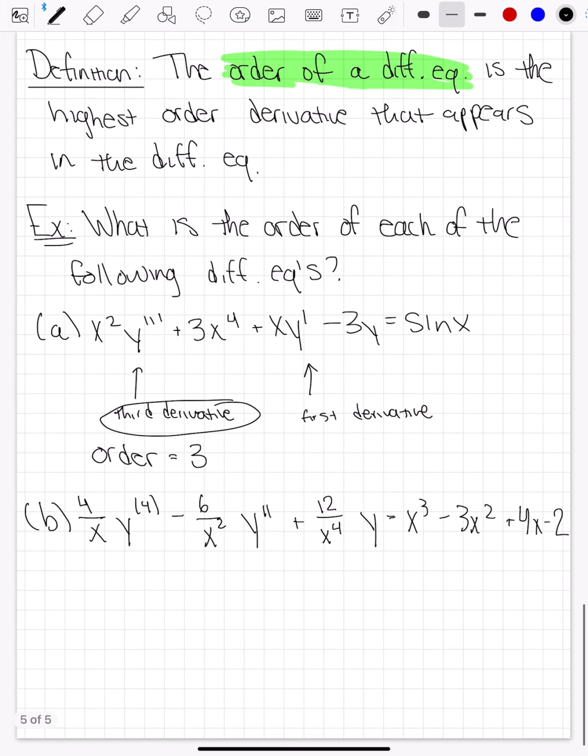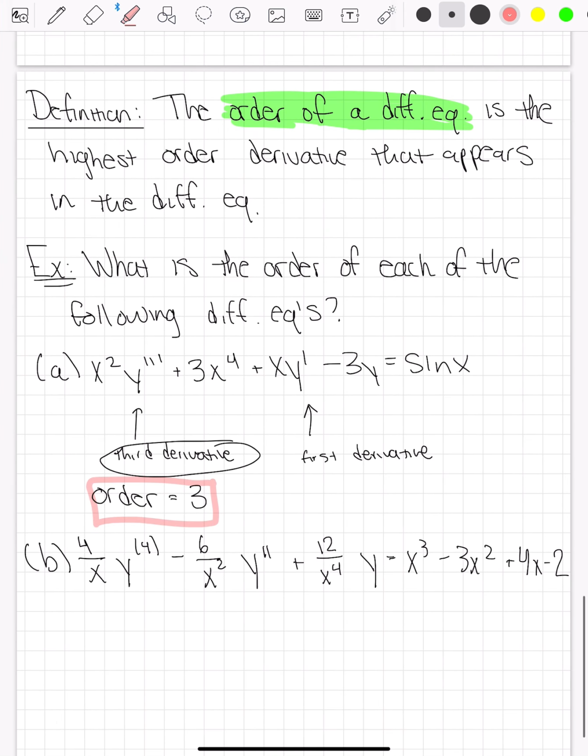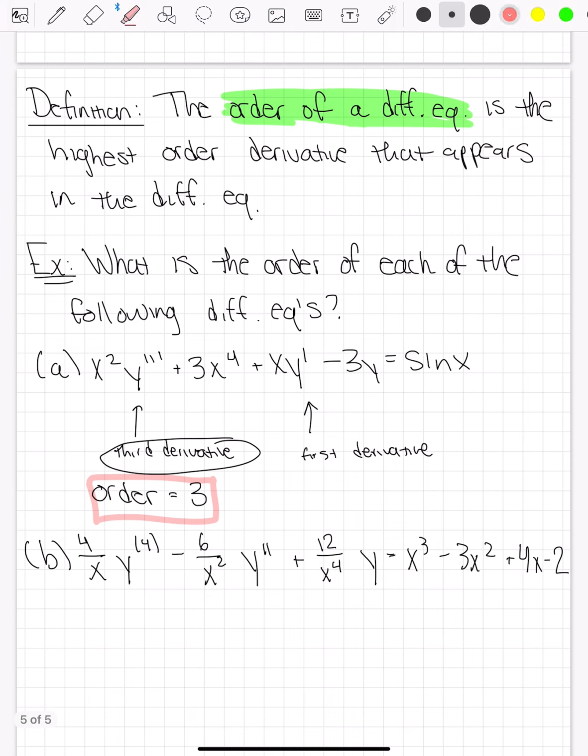And when we move on to the second one, we have this fourth derivative and the second derivative, and there's an imaginary zeroth derivative for the function itself. So here the fourth derivative is the highest, and so this has order equal to 4.